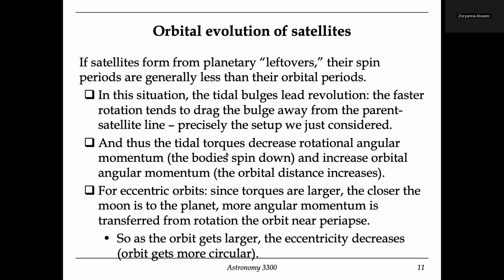Okay. So this is why you get tidal locking entirely. Tidal bulges lead the revolution. Faster rotation drags the bulge away from the parent-satellite line. That's perfectly fine. And then tidal torques decrease the rotational momentum. Right? And as they decrease the rotational momentum, they can't decrease it to nothing. What they want is those two tidal bulges to be pointed at each other.